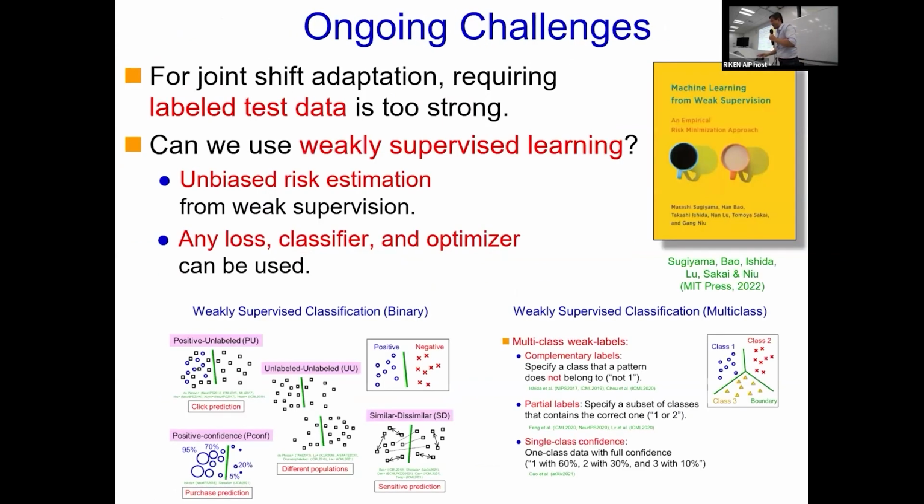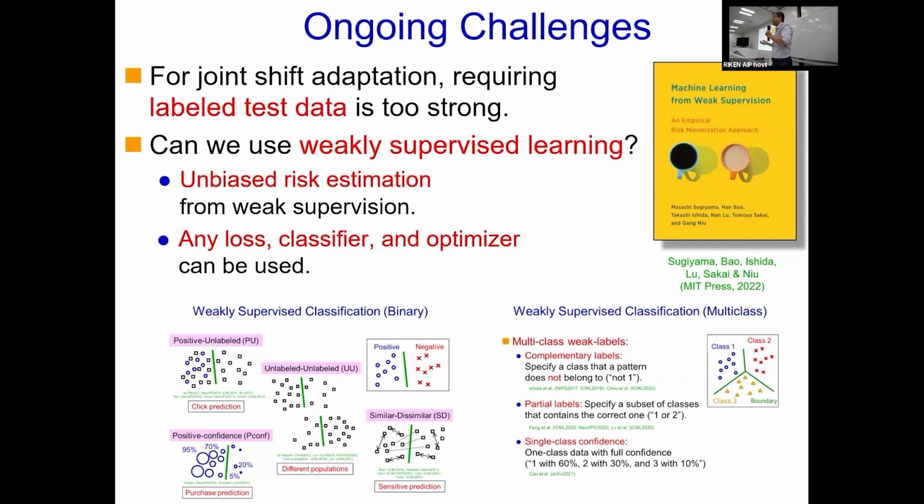And we hope that for joint shift adaptation, we can do the same thing. We don't have to require strong labels from the test domain, but some form of weak supervision hopefully should be sufficient to perform joint distribution shift adaptation. Then this would be, I think, a very strong mathematical tool for machine learning people.